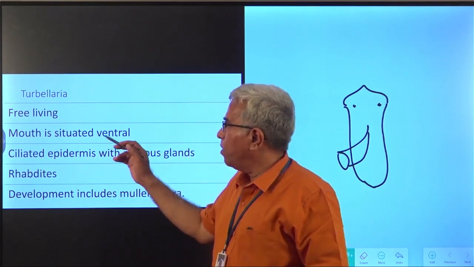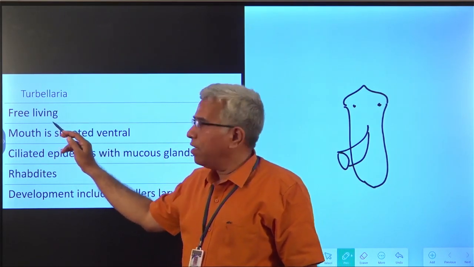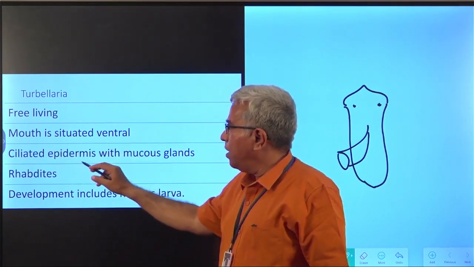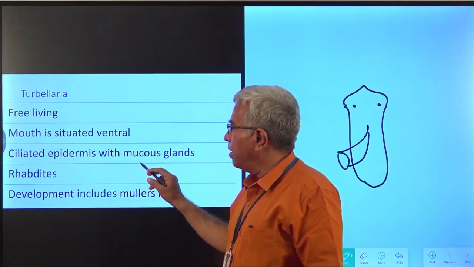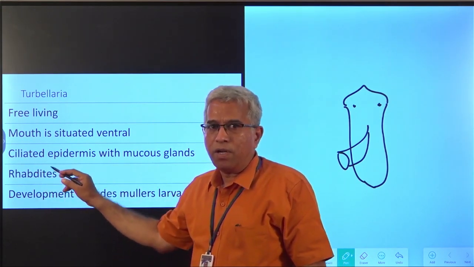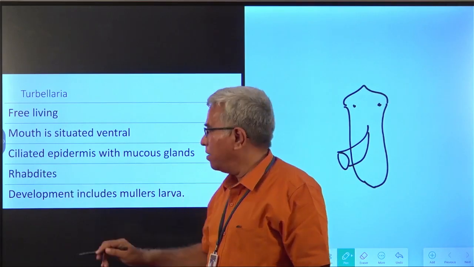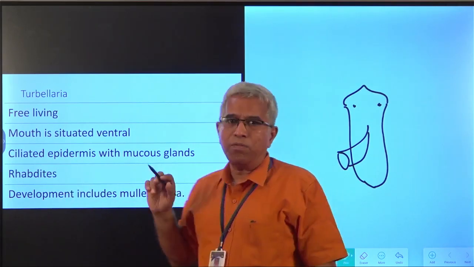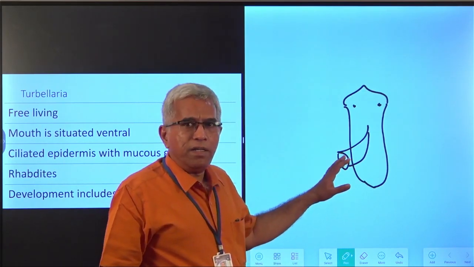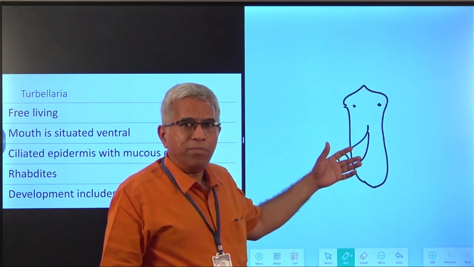Let us make a review of the points. Turbellaria is the class that includes free living organisms. Mouth is situated ventrally. Ciliated epidermis with mucus glands is found, and the rhabdites are the specialized structures found in Turbellarians. Development includes Muller's larva. And as I told, regeneration is at its extreme.